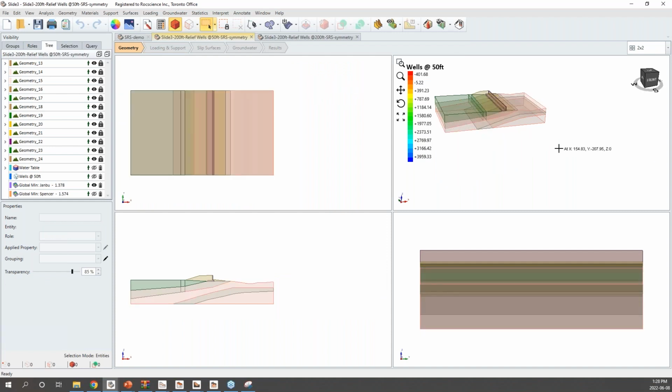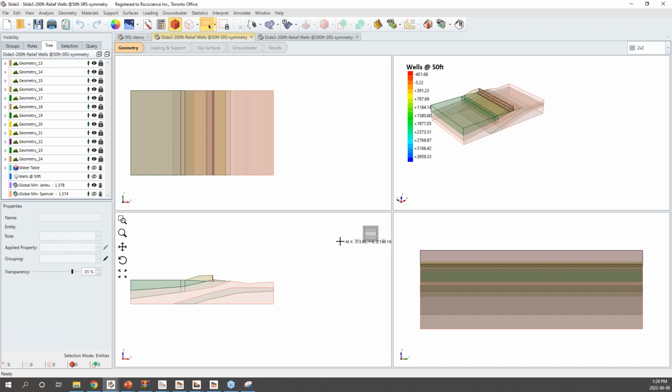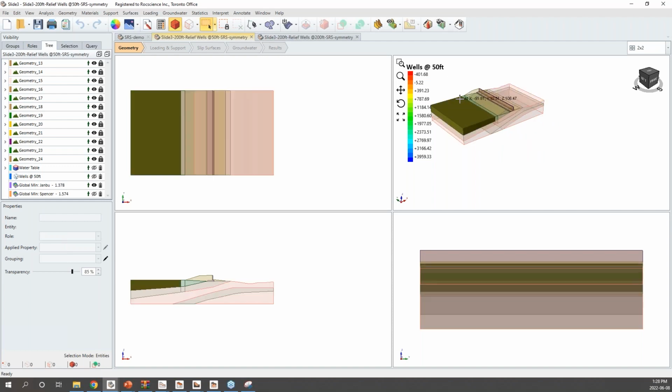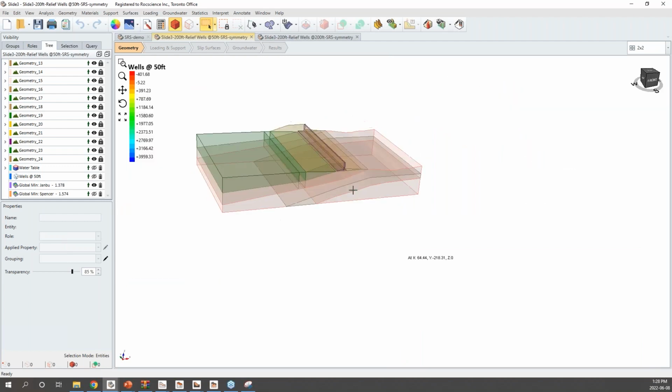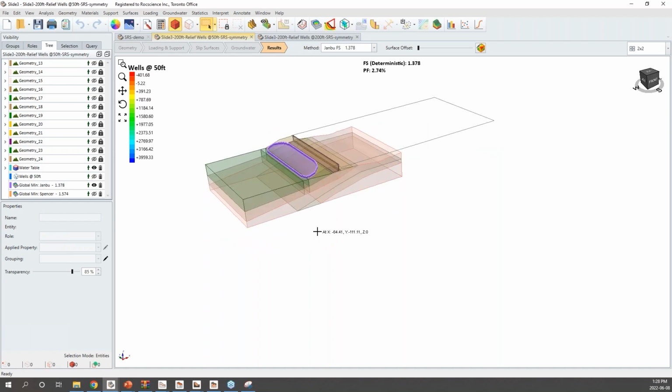I have computed the model with a much more robust search, cuckoo and optimization. And now we'll just have a look at the results. So this case has the relief wells spaced at 50 feet in the y direction, so this way. And if we look at the results, we see a deterministic factor of safety of 1.4 and a probability of failure of 2.7%.